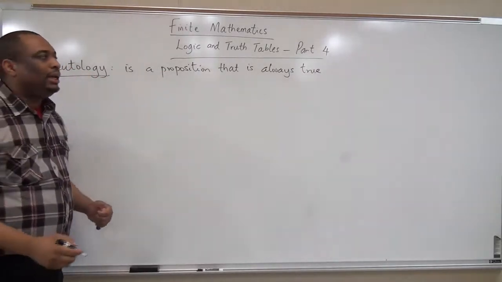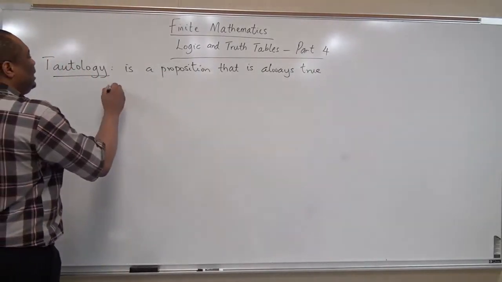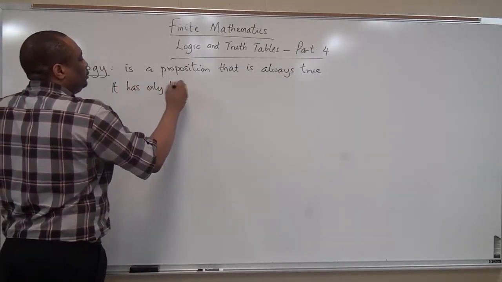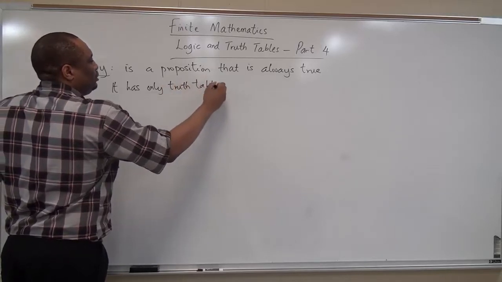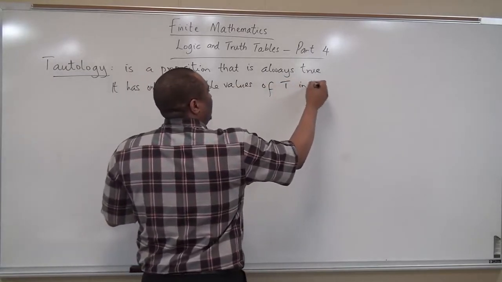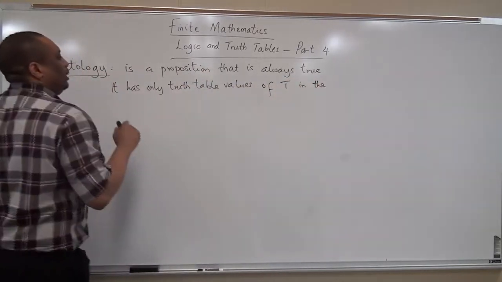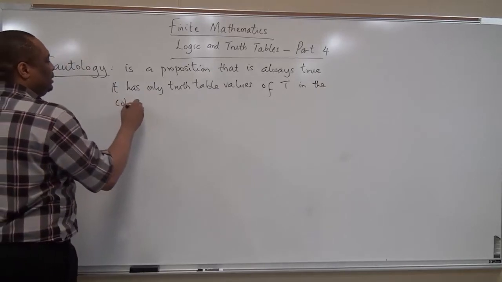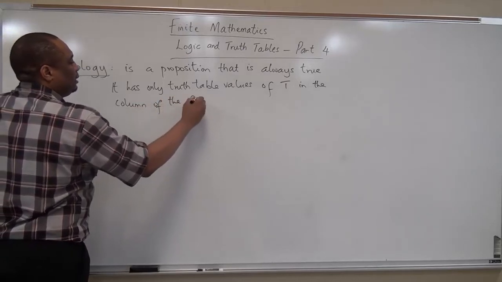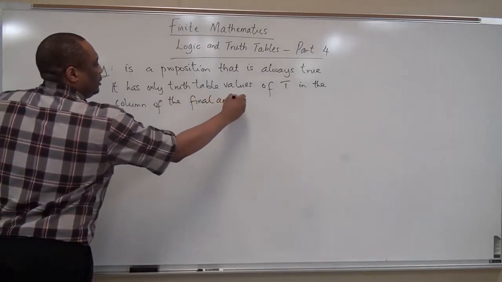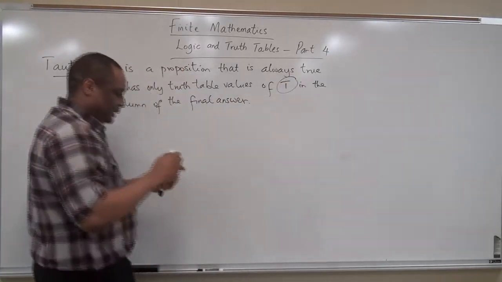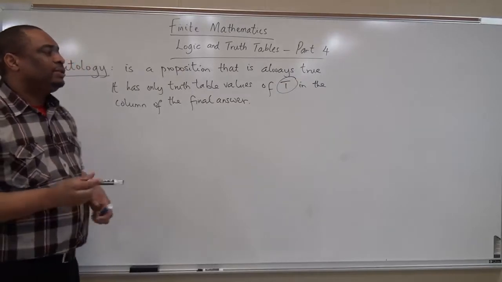Always true. That means it has only truth table values of T in the column of the final answer. Only truth table values of T in the column of the final answer. That's a tautology. Let's look at some examples.